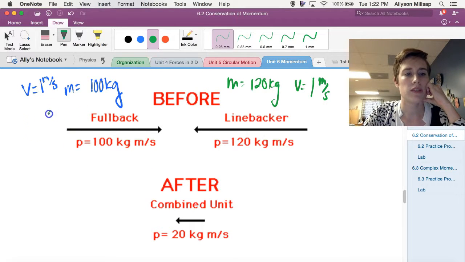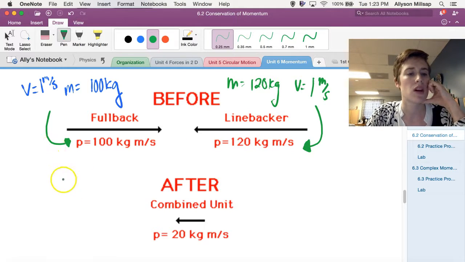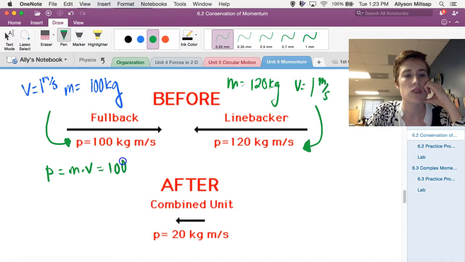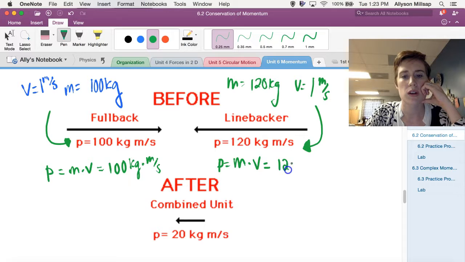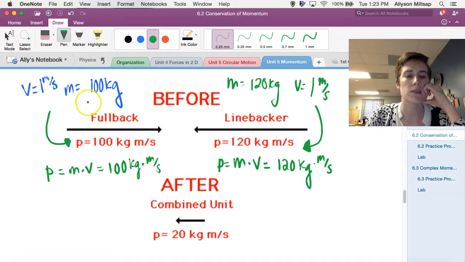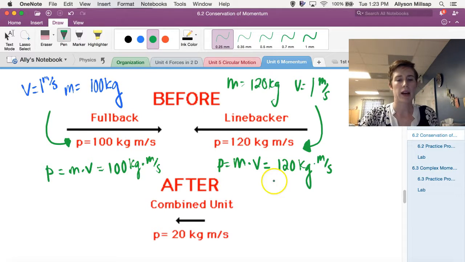So we would want to find out the momentum of the fullback and the momentum of the linebacker. Separately, they're going to have separate momentums. So the fullback's momentum would be 1 times 100 because it's always mass times velocity, which gives us 100 kilograms times meters per second. So that's how we got this. And the linebacker's momentum is the same thing, m times v. So it's 120 times 1, which is 120 kilograms times meters per second. So which one has more momentum? Obviously the linebacker has more momentum than the fullback, okay?